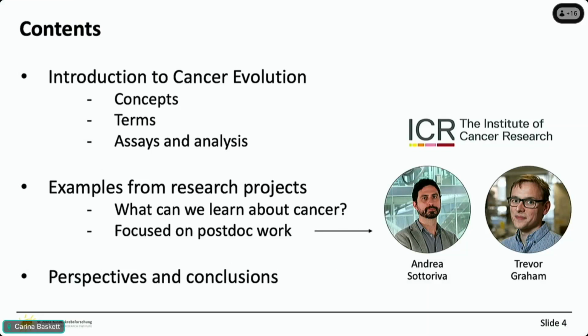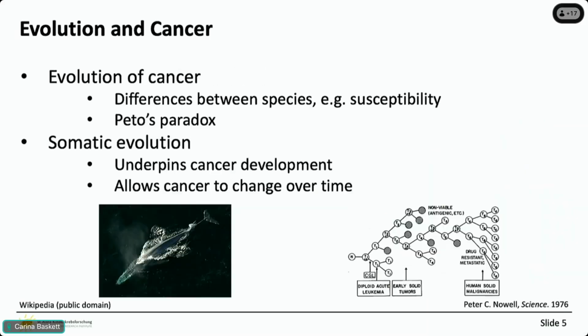I'll just show you some short stories, essentially, about how we can use these principles to understand cancer. And also be mostly focused on my postdoc work. So big credit goes to my two postdoc supervisors, Andreas Sottoriva and Trevor Graham, with whom I worked during my time at the Institute of Cancer Research. And then I'll give some more perspectives and conclusions about maybe contrasting population genetics with cancer evolution.